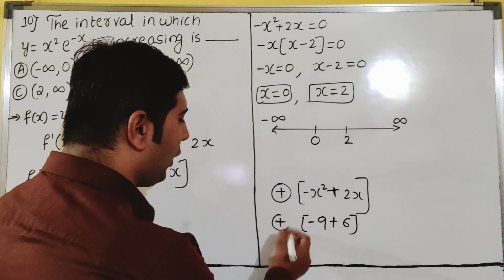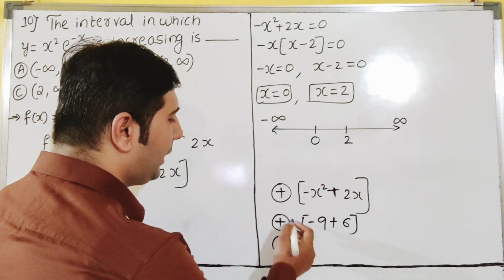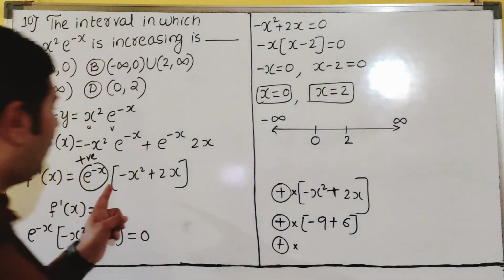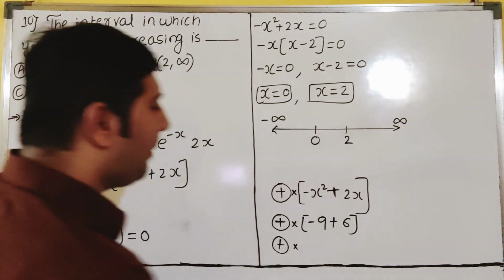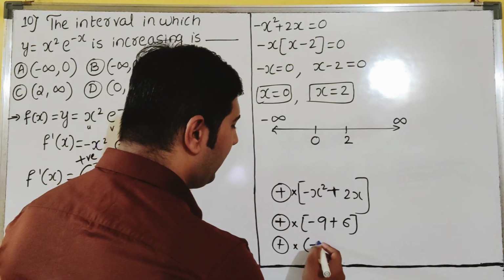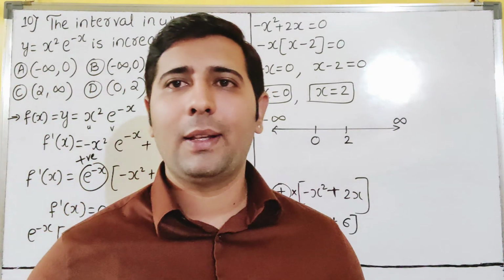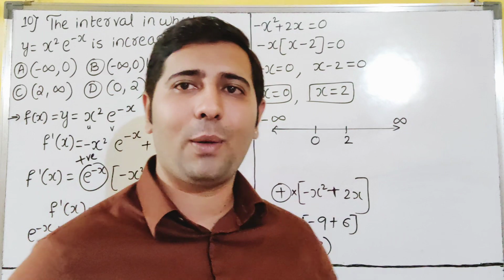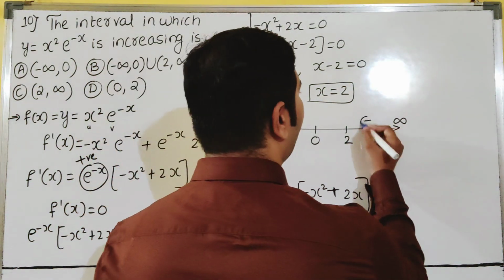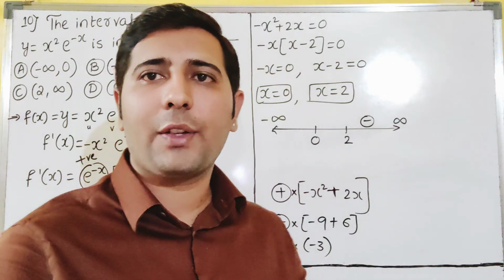This plus is there already, into minus is there in between. So here into was there. Can you see? So minus 9 plus 6 is how much? Minus 3, plus into minus, which is less than 0. Less than 0 means what? Negative. That means a decreasing function.